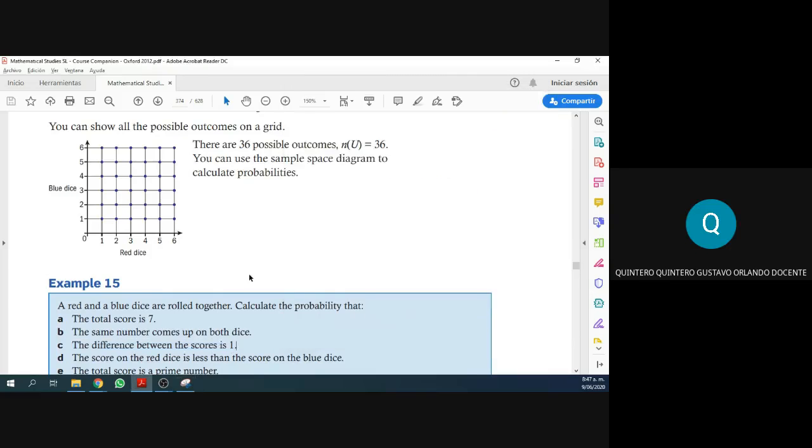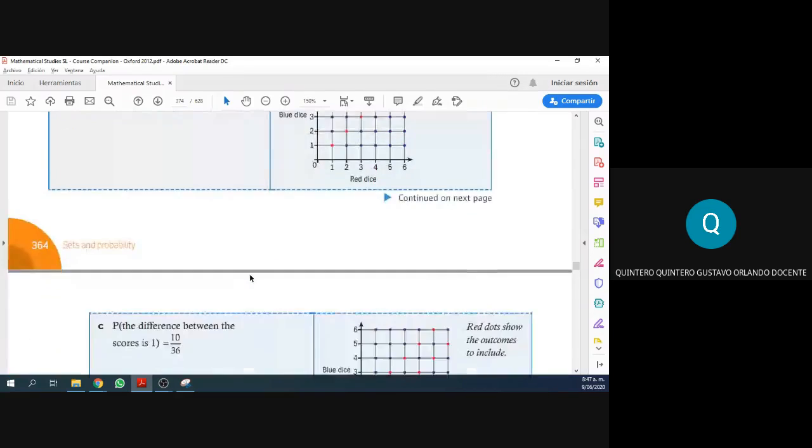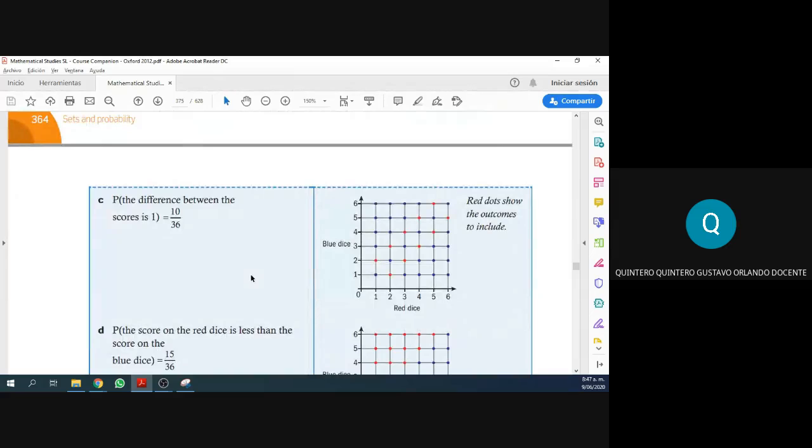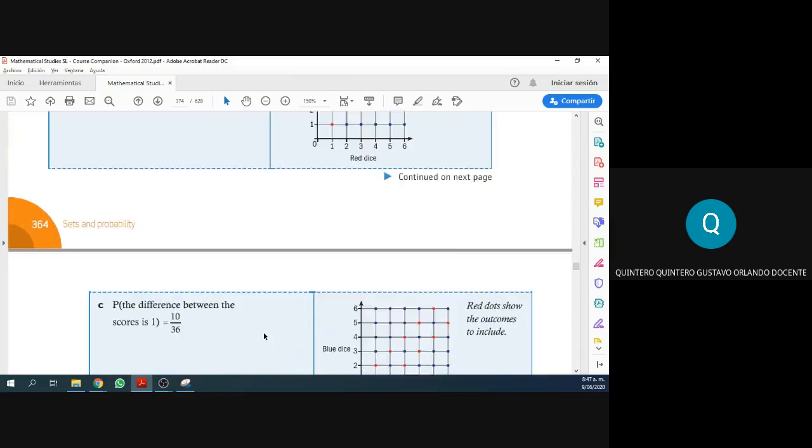All right. I want to see something here, because sometimes the book doesn't count that as possibilities. No, they are counting them. Beautiful. They are counting them. Excellent.